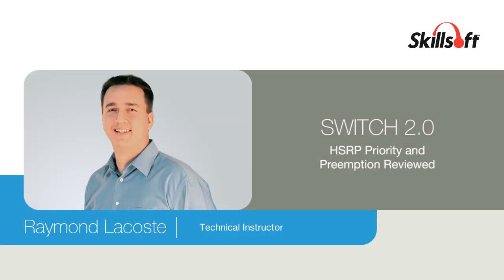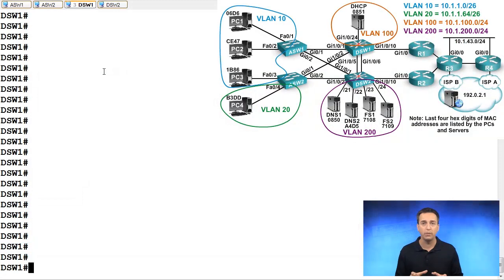Priority and preemption play a very important role with HSRP. The device with the higher priority becomes the active forwarder. However, this is only 100% accurate if preemption is enabled as well, because what preemption says is, I have the higher priority, therefore I am taking over the active role.